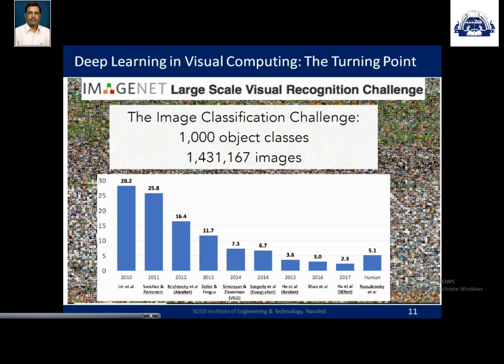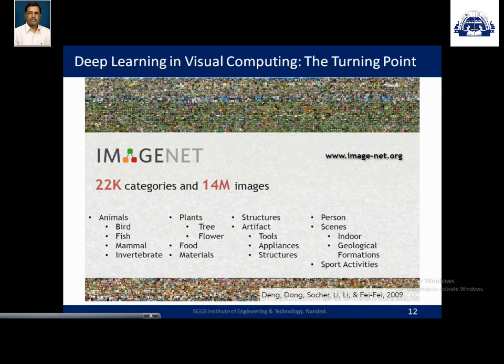The actual story got attention in 2012 when Alex Krizhevsky presented his paper and his new system, which trained the classification algorithm using a deep learning network. He showed very good results, and thereafter there were many results in the field of image classification and segmentation.